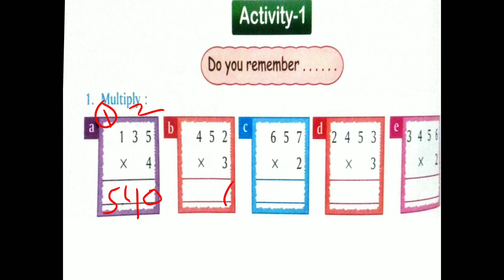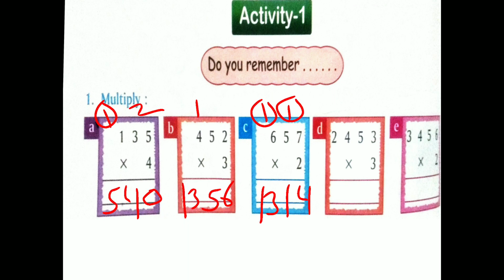3 2s are 6. 3 5s are 15. 1 goes on 4. 3 4s are 12. 12 plus 1, 13. Clear? Now next one. 2 7s are 14. 1 goes on 5. 2 5s are 10. 10 plus 1, 11. Then 2 6s are 12. 12 plus 1 is 13.